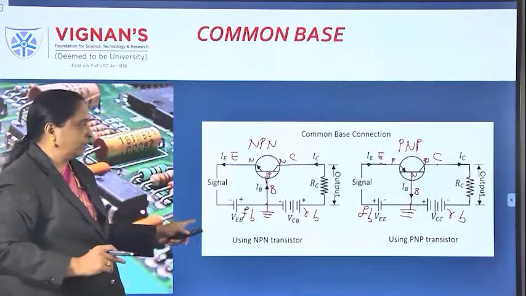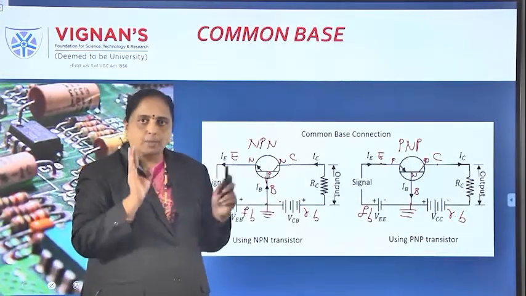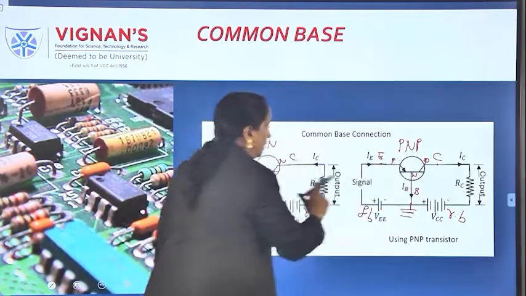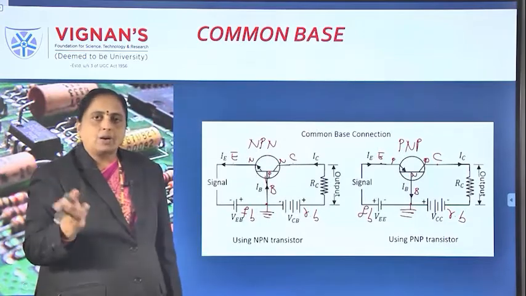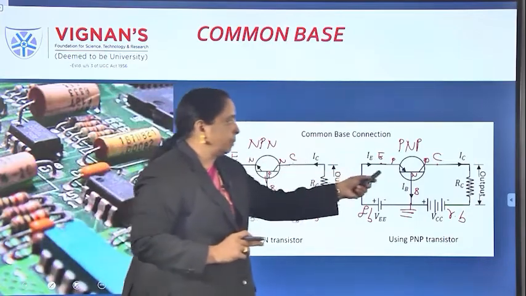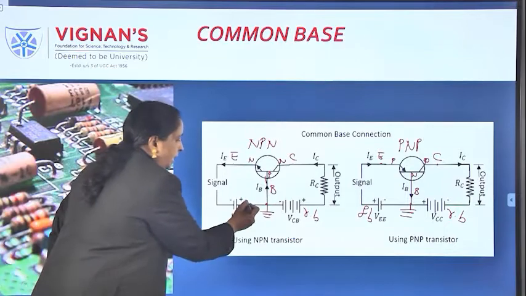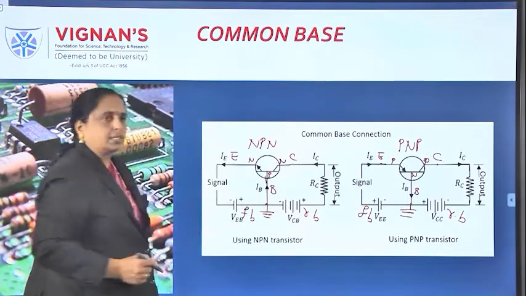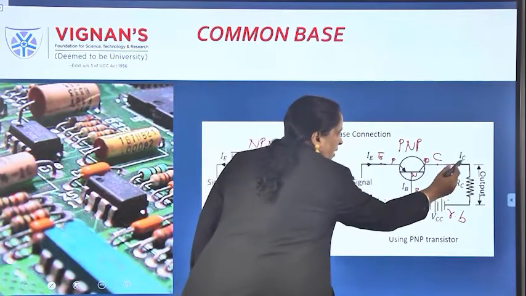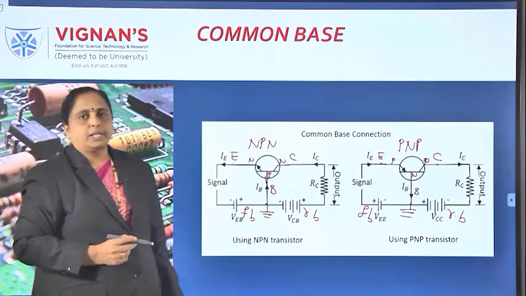So now if you observe both diagrams, you can say that both are connected in common base configuration. That means base is common to emitter and collector on both sides, and according to the symbol, NPN transistor and PNP transistor, both are connected in the active region. That is, emitter junction forward biased, collector junction reverse biased. Similarly, here also, between emitter and base forward biased, collector junction reverse biased. So this is known as common base configuration.